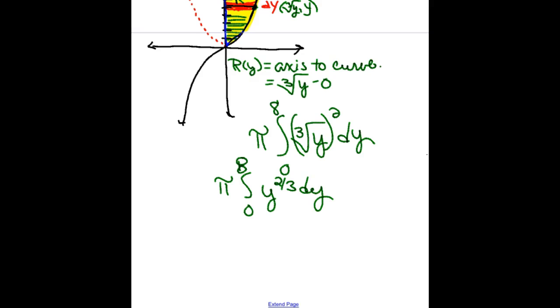How do I do the antiderivative of y to the 2/3? What do I need to do? Add 1, disguised as 3/3, right? So that would be plus 3/3 to my exponent. I'm going to have y to the 5/3 divided by 5/3 with the pi out front, and I like to bracket it off, from 0 to 8. And I'm taking this one a little farther just to remind you, if you don't have a calculator, how do you combat 8 to the 5/3 without a calculator?